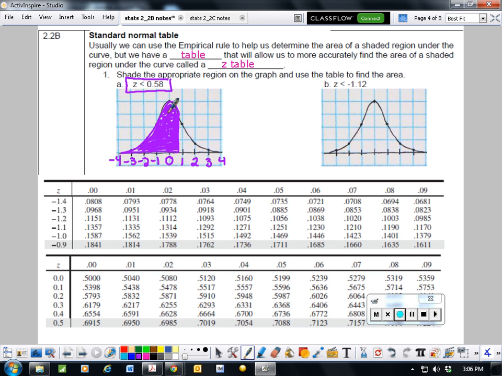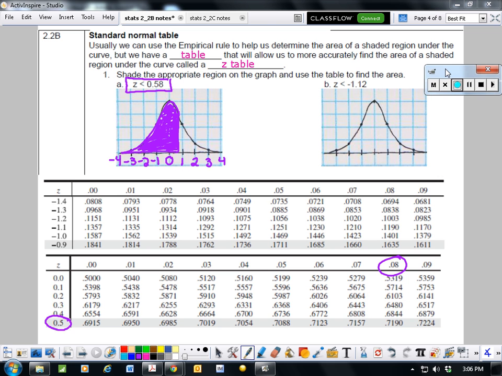So now I'm going to look up a z-value of 0.58. I'm going to go to 0.5, then to the 0.08, and look at where those intersect. And I get the proportion of 0.7190, which is a percentage of 71.9%. So we're getting a more exact percentage, much better than we got with the empirical rule. And so it's more powerful that way, using this table.